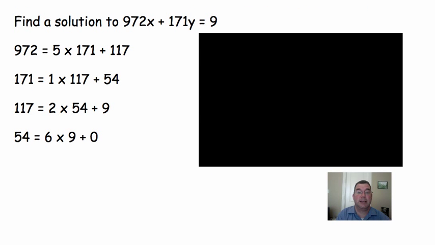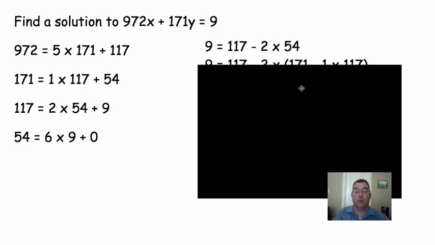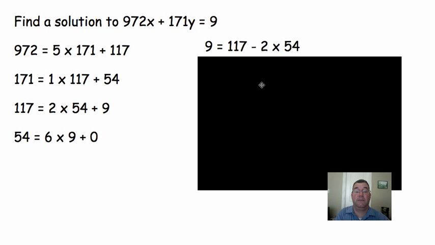Let's do another one with the second example we did. Remember, we figured out that the GCD of 972 and 171 was 9. So I'm going to find a solution to 972x plus 171y equals 9. And if you remember, I'm going to start with the second to last step where 9 was the remainder, and I'm going to rearrange that so that 9 equals 117 minus 2 times 54. I go to the step above that where the remainder was 54, and I replace every 54 with 171 minus 1 times 117.